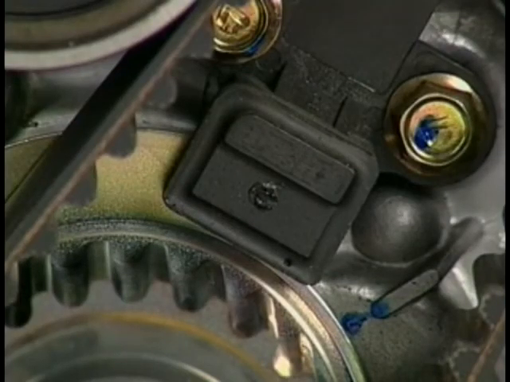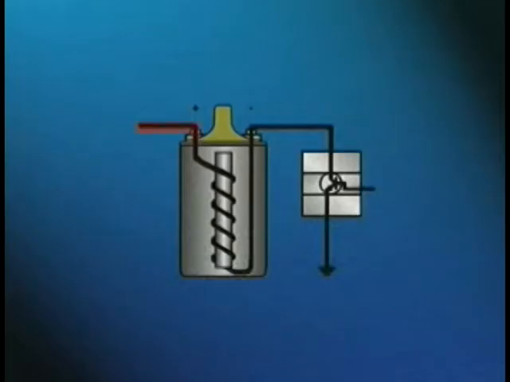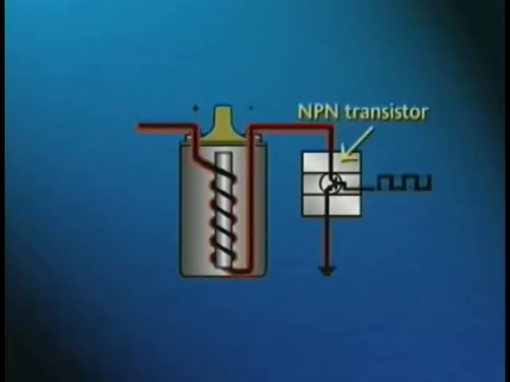Electronic ignition systems use the input from engine sensors to determine the spark timing. Electronic ignition systems use a transistor known as an NPN, or negative-positive-negative transistor, to switch the primary circuit of the coil on and off. The transistor's emitter is connected to ground.